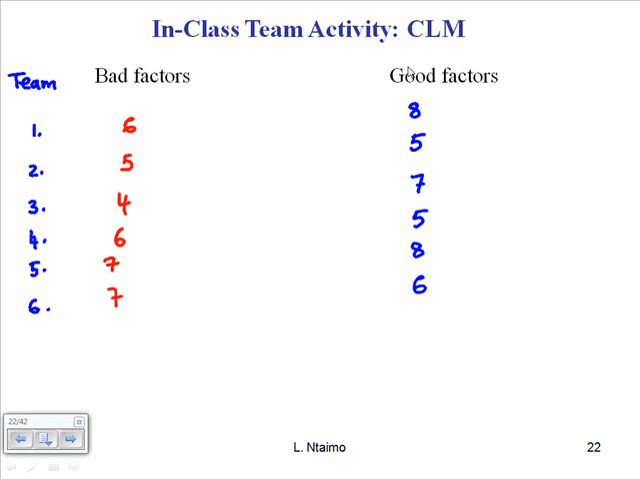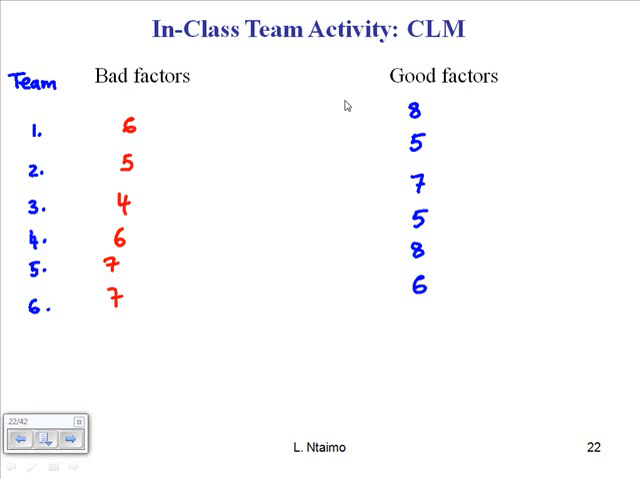Anybody can make any comment based on good and bad factors? Seems we have more good factors, or almost the same. Okay.